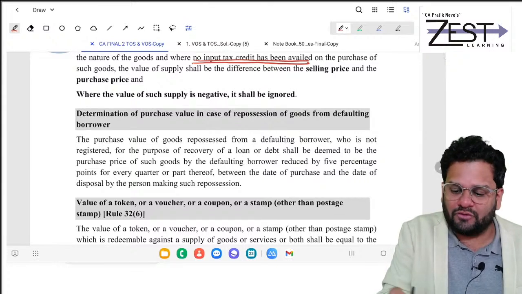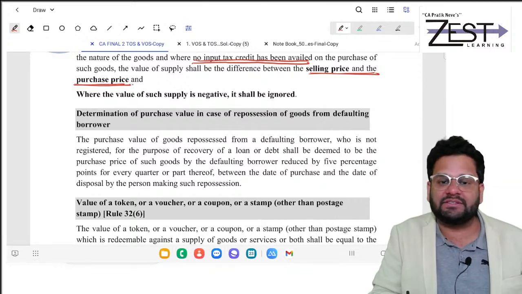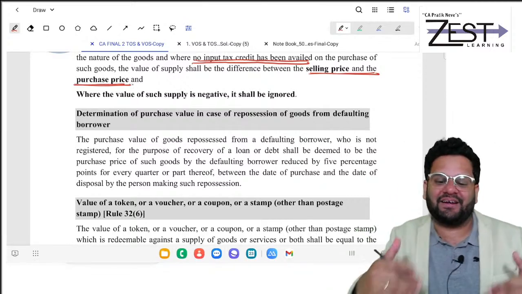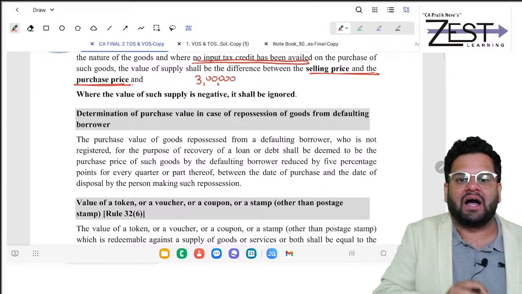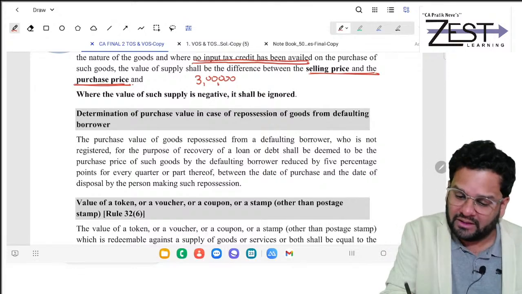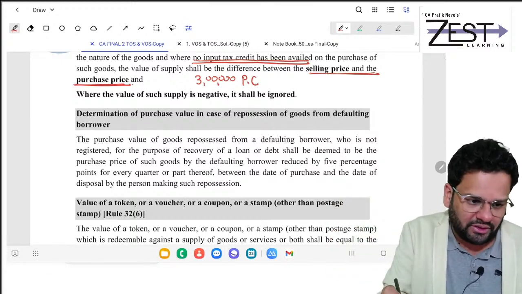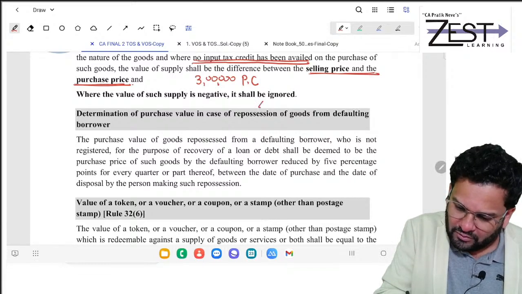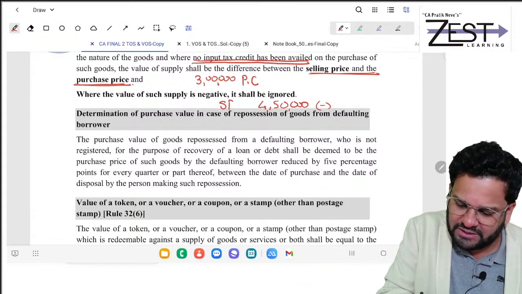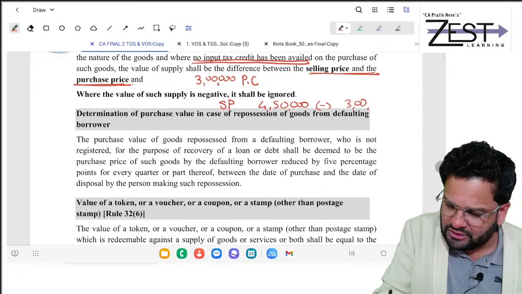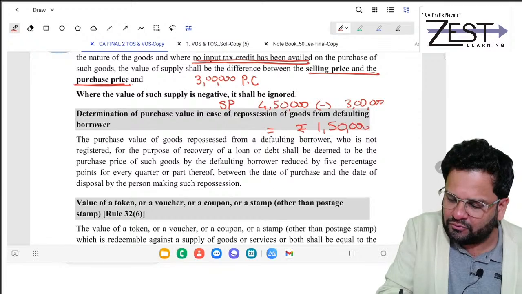No ITC has been availed on purchase of such goods. The value of supply shall be the difference between selling price and purchase price. Means say I am dealing in second hand cars. I bought a second hand car for 3 lakh rupees. After denting painting, so this was my purchase cost. After denting painting, lot of marketing, I sold it for 4,50,000. So 4,50,000 is selling price minus its purchase cost 3 lakhs. So its assessable value shall be 1,50,000.